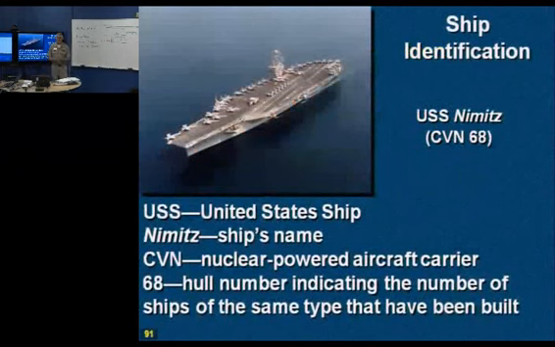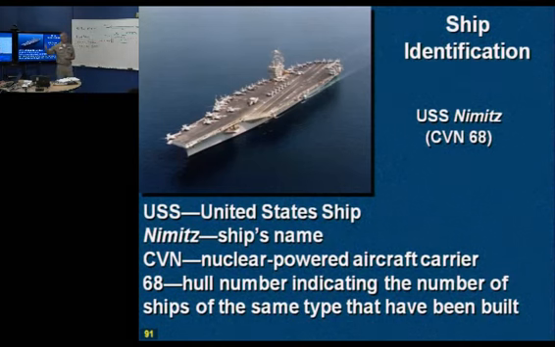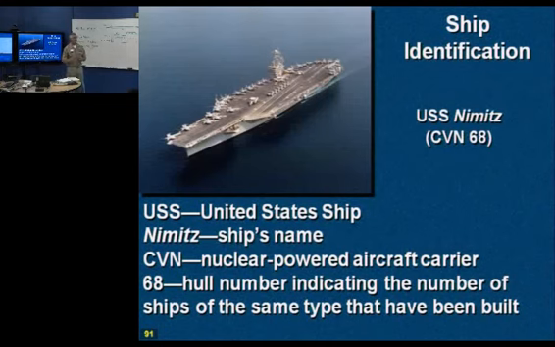Okay? Ship identification. USS. United States Ship. And then there's a name. This one happens to be Nimitz. CVN designates that it's a carrier and it is nuclear powered. 68 indicates the number of that type of ship that has been built. So the Nimitz is the 68th aircraft carrier the United States has built.